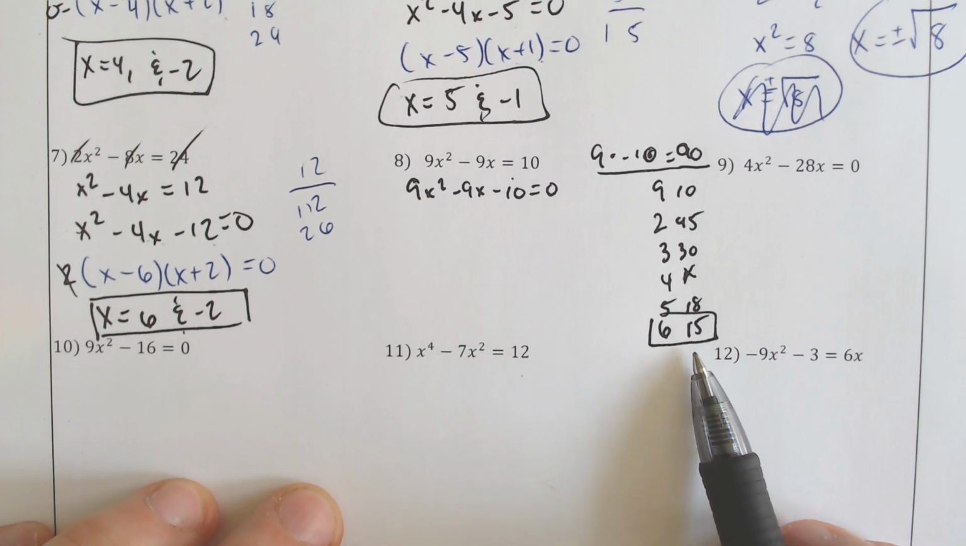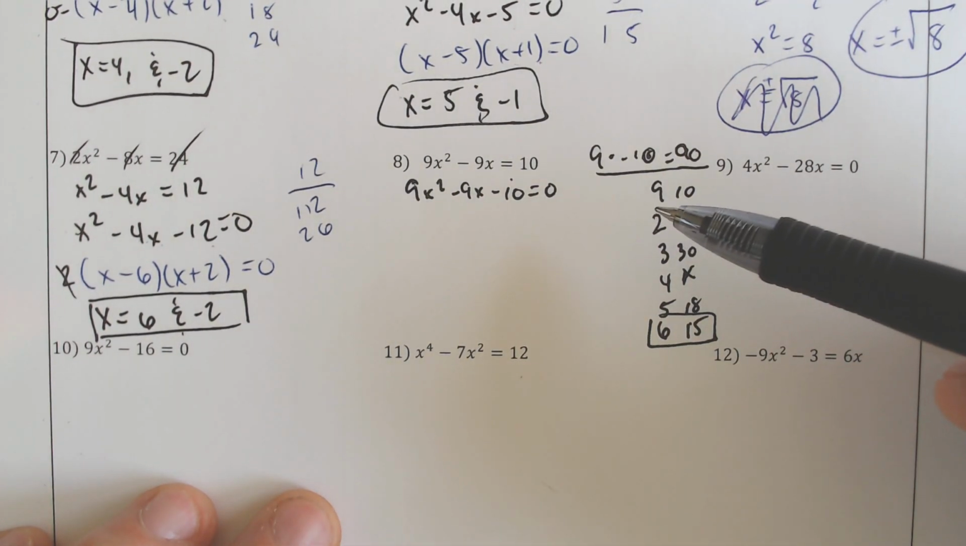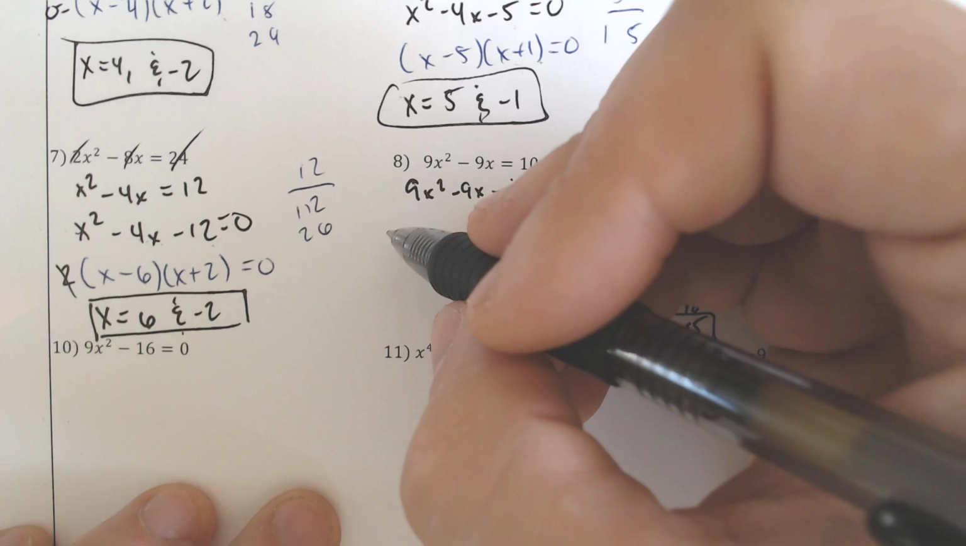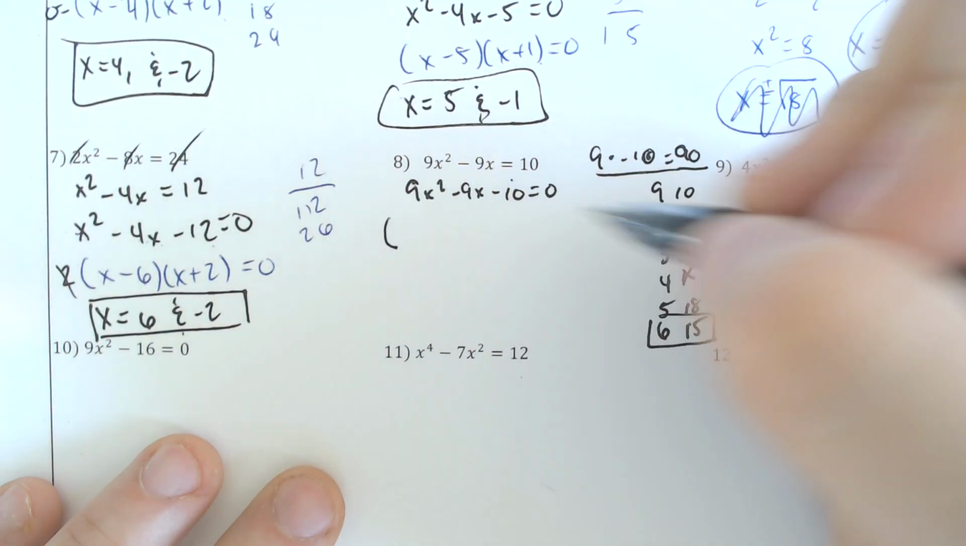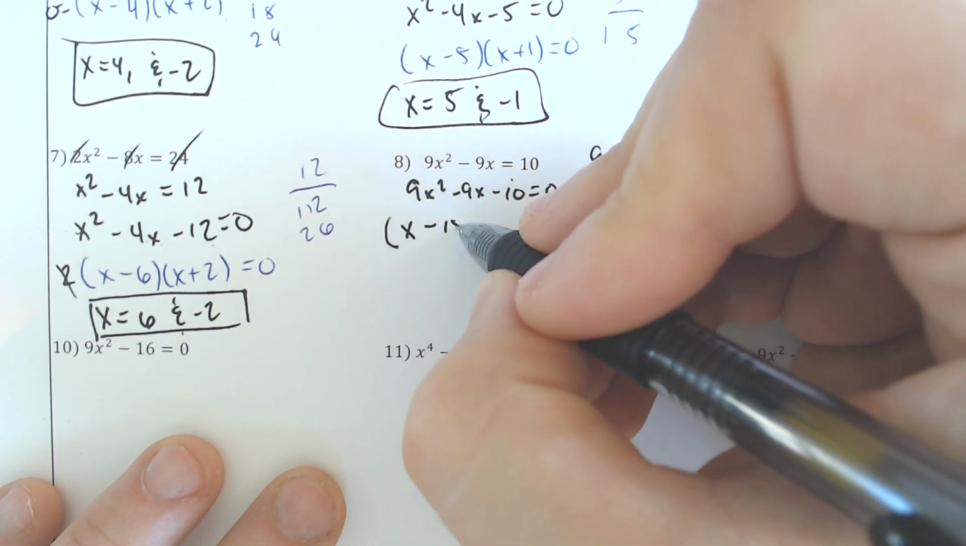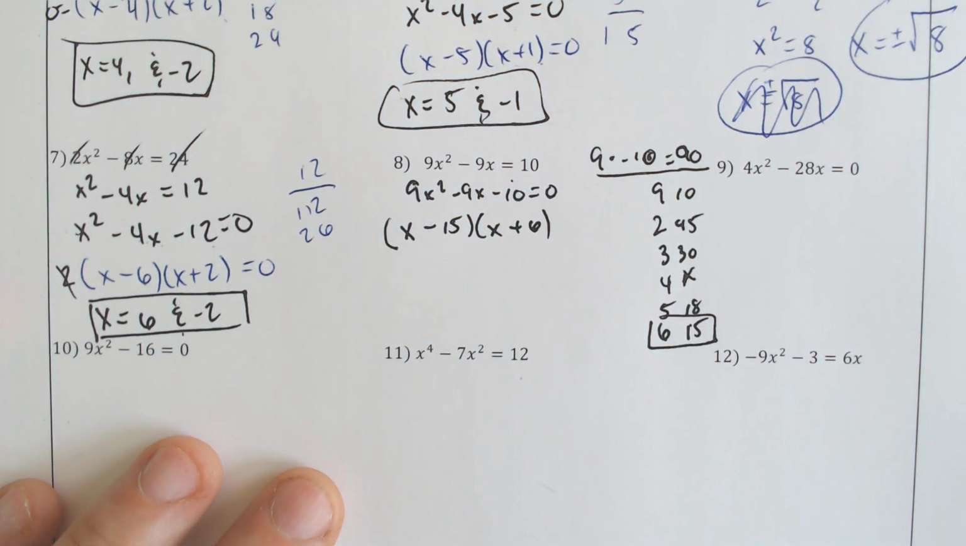So 6 and 15 in some way, shape, or form can add to 9. By the way, perseverance. We started with 2, then went to 3, then went to 4, then went to 5, then we went to 6. It's okay to take a while. We got 6 and 15. In order for it to add to a negative 9, it would be a negative 15 and a positive 6.